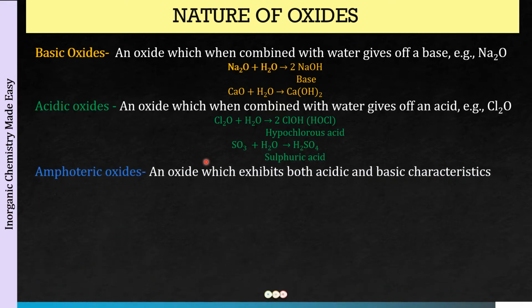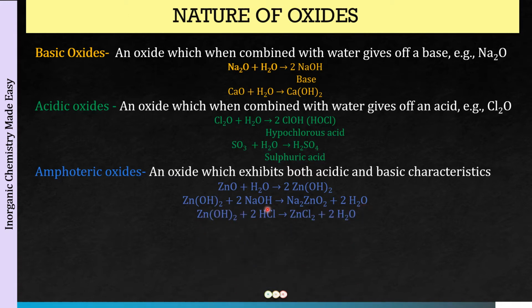Next, we move on to the amphoteric oxides. So an amphoteric oxide is that which is going to exhibit both acidic as well as basic characters. For example, we have zinc oxide. So add zinc oxide to water, what it will be forming is zinc hydroxide. Now, what is zinc hydroxide? Let us see. First of all, let us add NaOH to it. So when we add NaOH to it, what it forms is sodium zincate, and along with that water. All right. And then we add an acid to it. It forms zinc chloride along with water.